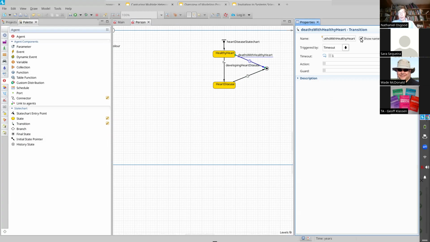And I'm going to click show name. And when you do that, you'll notice it has this underline, and I'm going to drag it there next to it. So this is called deaths with healthy heart, or yeah, maybe I'll call it death with healthy heart. And it's triggered by a rate transition.